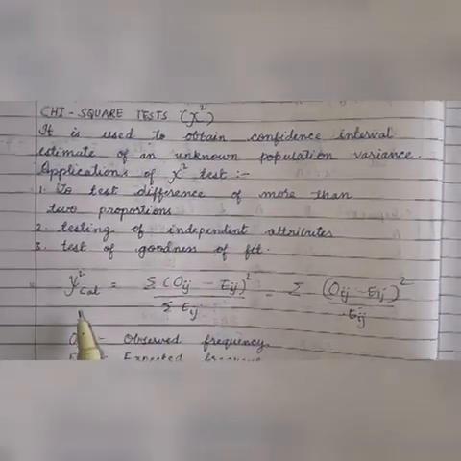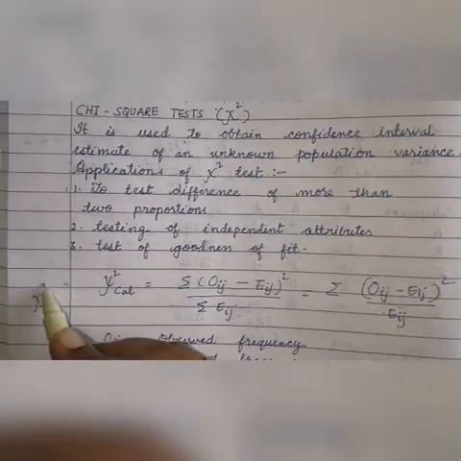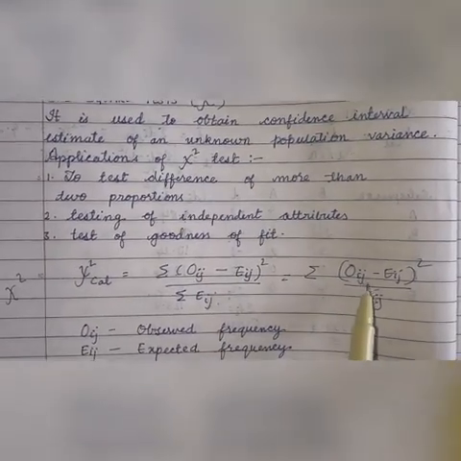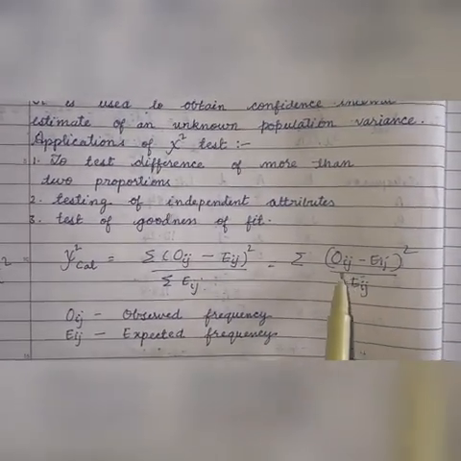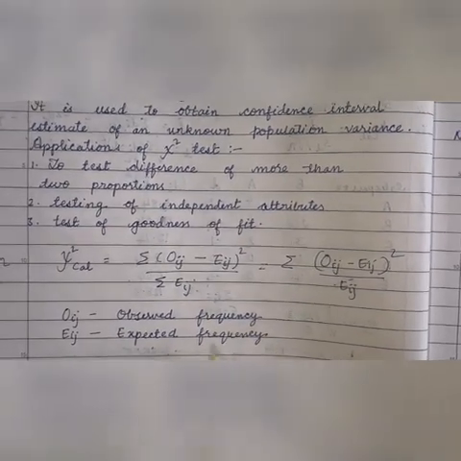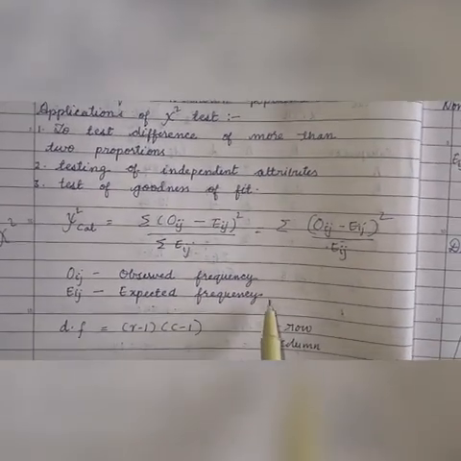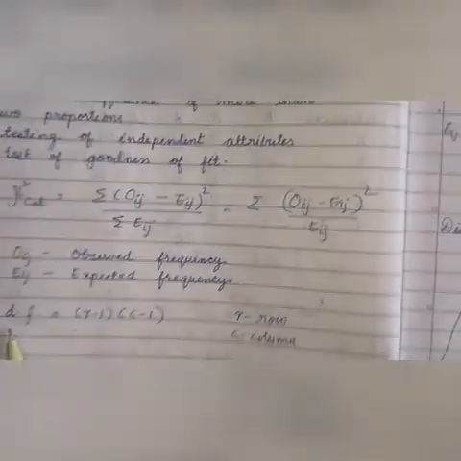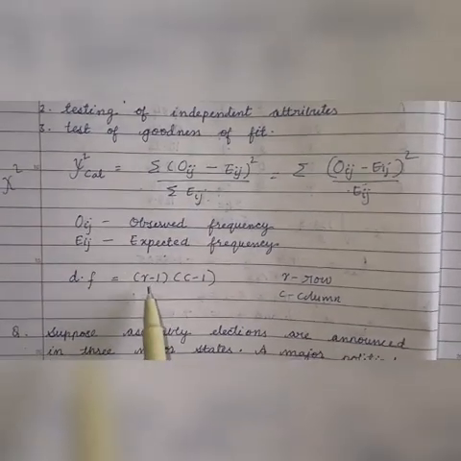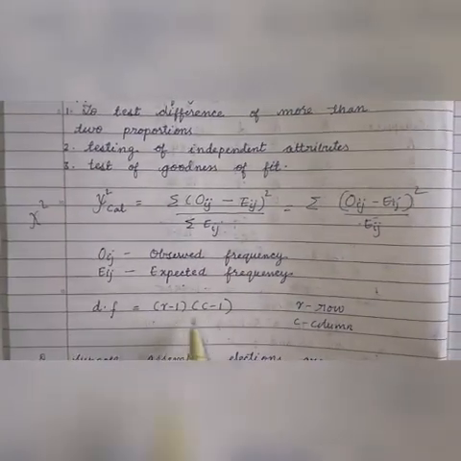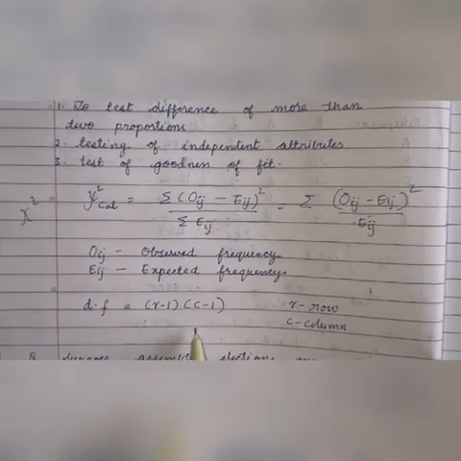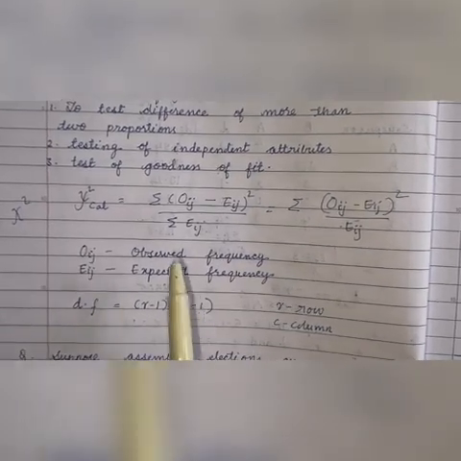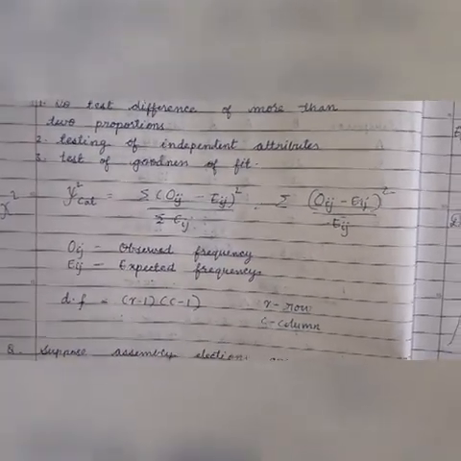Now the formula for chi-square, the symbol is this. Chi-square is represented like this, and then the formula is summation Oij minus Eij whole square by Eij. Now Oij is the observed frequencies, Eij is the expected frequencies. Similar to the t-test, you have degrees of freedom. Degrees of freedom uses the formula r minus 1 and c minus 1. R is the rows and c is the columns. So this is the basics of chi-square which you need to know before solving a problem.